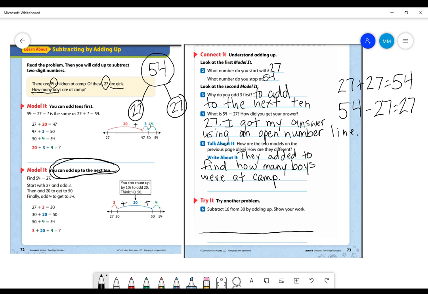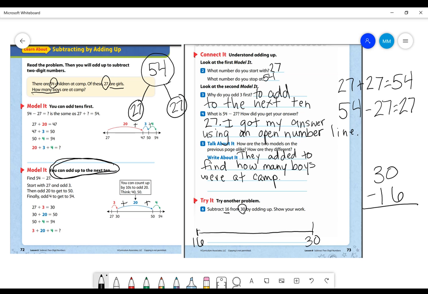So what is going to be the part that I know? 16 is my part. So on my open number line, I know I'm going to start at 16. And what is my whole? We know that 16 is our part. What is going to be our whole? 30, right? Because we're taking 16 away from 30. So 30 is going to be my whole. So I'm going to write this over here too because we will solve this after we add up.